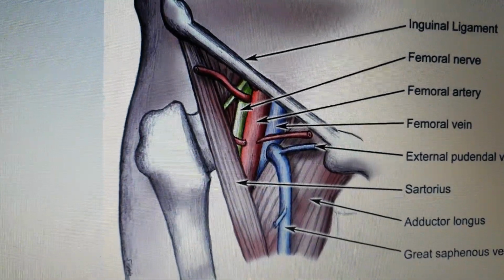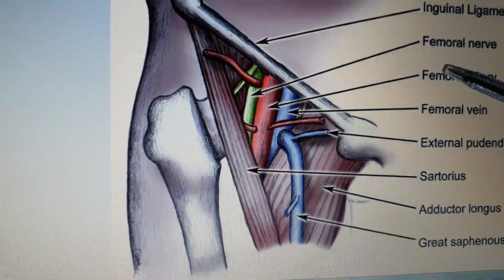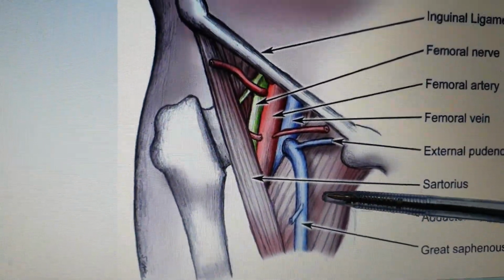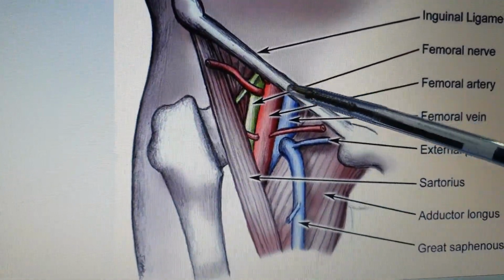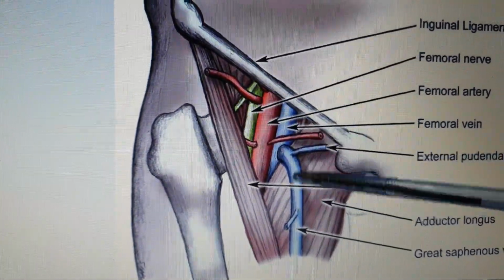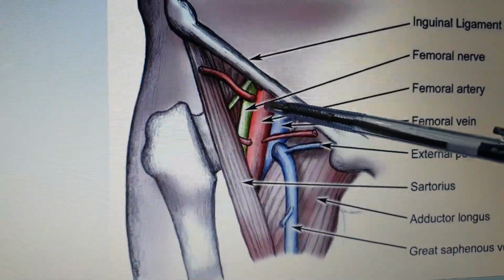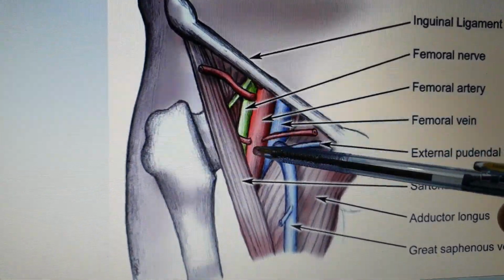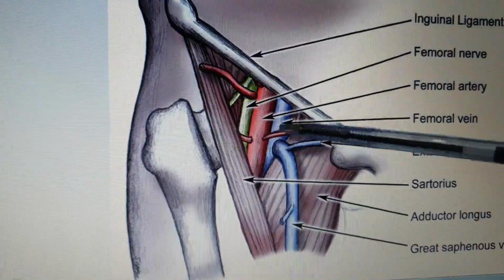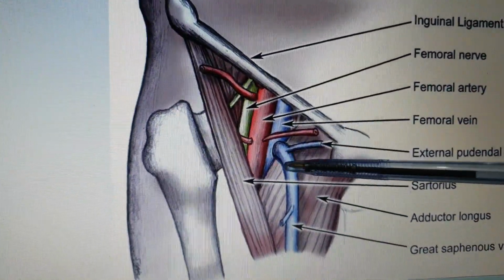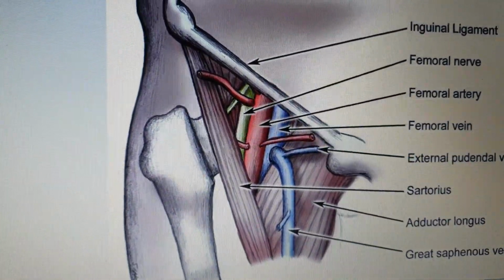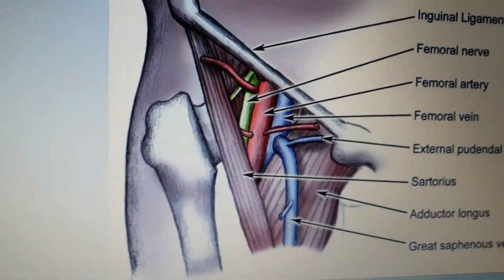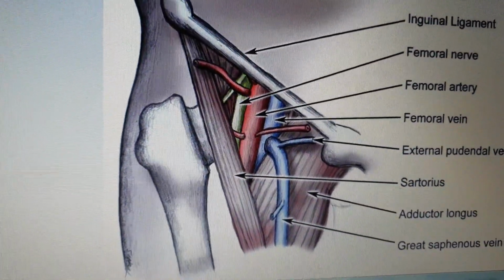Now coming to the contents of the femoral triangle, we will once again see the parts of the femoral triangle. This is the adductor longus muscle, this is the sartorius, and this is the inguinal ligament. So this is the triangle. And the contents are the femoral artery with its branches, the femoral vein and its tributaries, and the femoral nerve and its branches. So these are the contents of the femoral triangle.